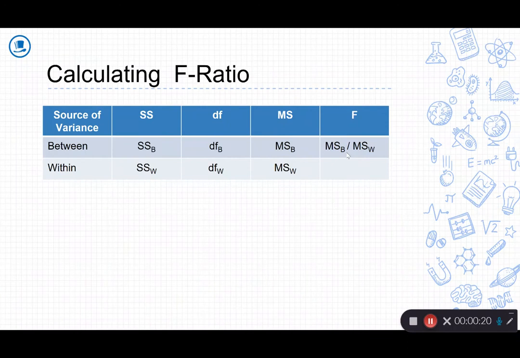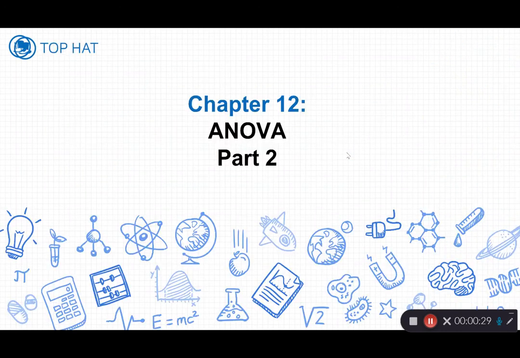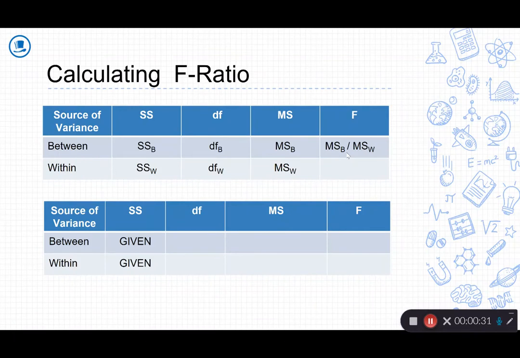Okay, so when we calculate the F ratio, we're going to be filling in this ANOVA table. This is called the ANOVA source table, and it is what we're going to be using in step 3 of hypothesis testing. So up top there, you see all of the different symbols and notations for the statistics. When we fill it in the bottom, I'm going to be giving you the sums of squares between and the sums of squares within.